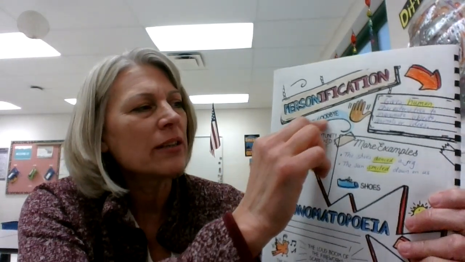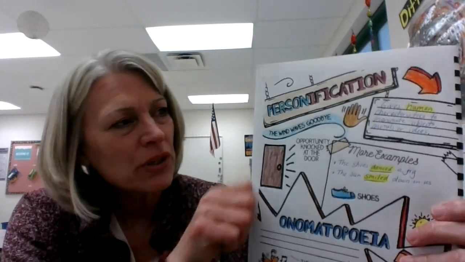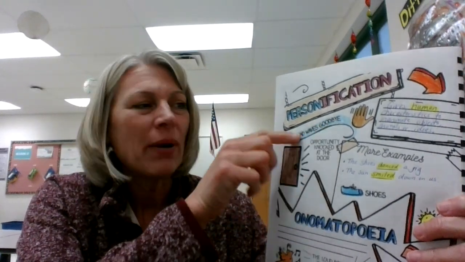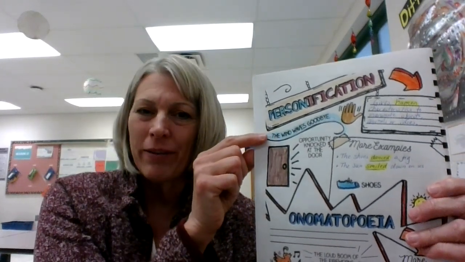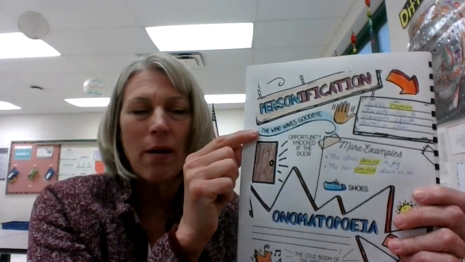This right here says the wind waves goodbye. That's an example of personification because really people wave. The wind doesn't really wave goodbye, but in this case, it's saying the wind is waving goodbye. That's a person quality, a human quality.